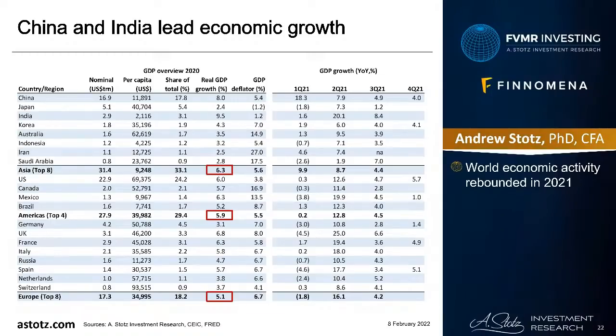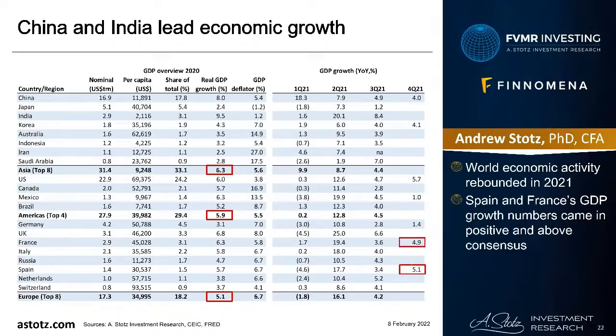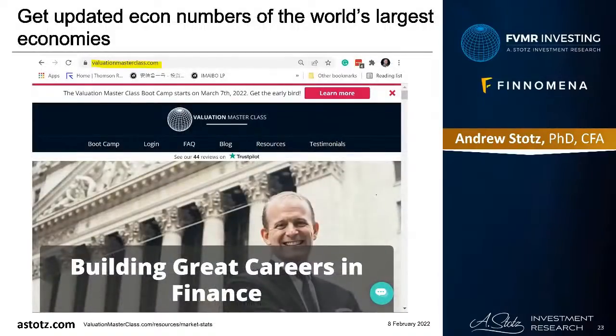Basically, world economic activity rebounded in 2021. Spain and France's GDP growth numbers came in positive and above consensus in the fourth quarter. That's pretty good news.